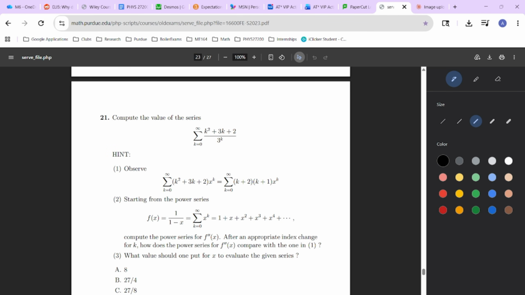Hello everybody, thanks for joining me today as we cover question 21. Compute the value of the series. The series is shown below. We are given 3 hints.